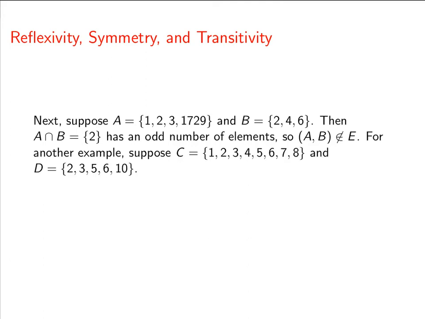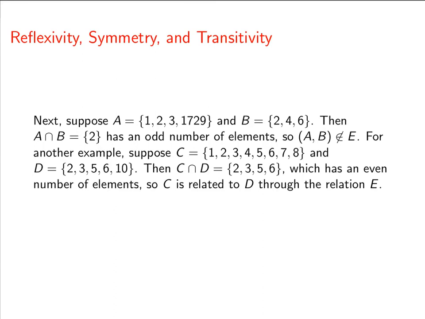One more example. Let's say C has {1, 2, 3, 4, 5, 6, 7, 8}, and D has {2, 3, 5, 6, 10}. C intersect D will be {2, 3, 5, 6}. That has an even number of elements, and so that means C is related to D.